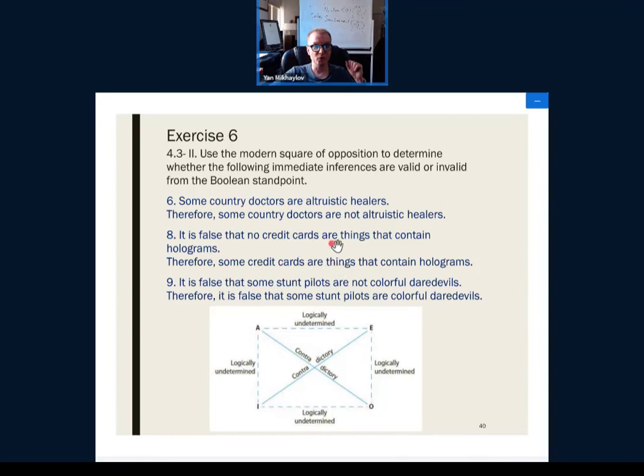You can see it even without drawing anything. This one's universal, this one's particular. Now, it is false that no credit cards are things that contain holograms is no longer universal, but like I said, if it didn't say it is false. So it would not only be invalid, it would be existential fallacy.